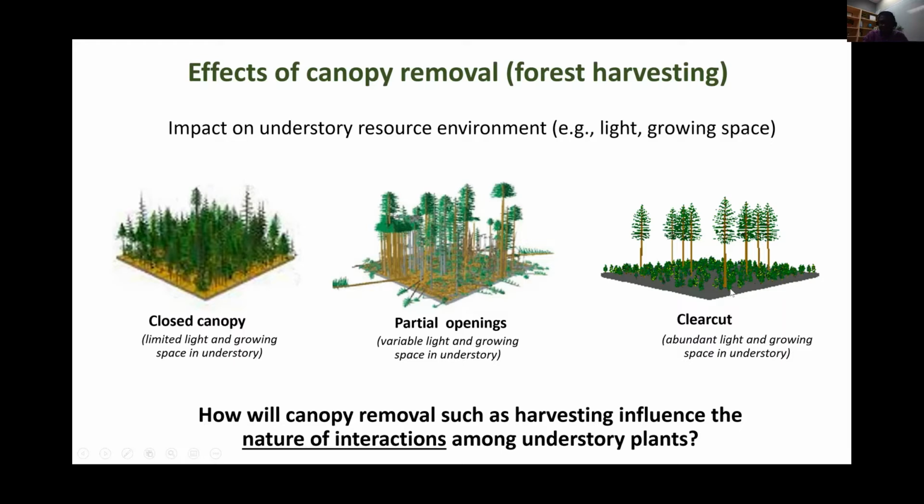Some may outgrow others, outcompete others, but we may expect conditions in clear cuts may help foster facilitation among understory plants, unlike under closed canopy conditions where limiting resources may engender competition among plants. So how will canopy removal influence the nature of the interactions among understory plants? My emphasis is on the nature of the interactions. Are they competing? Are they facilitating each other? And at what degree, at what point in time?